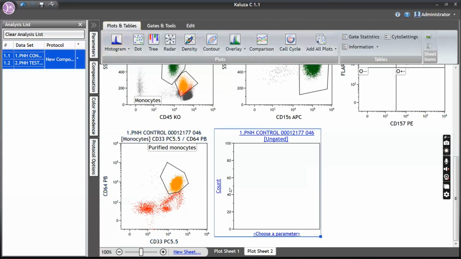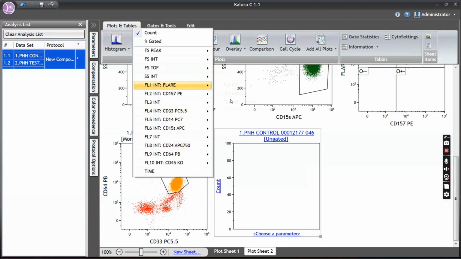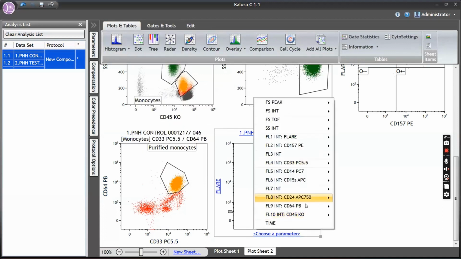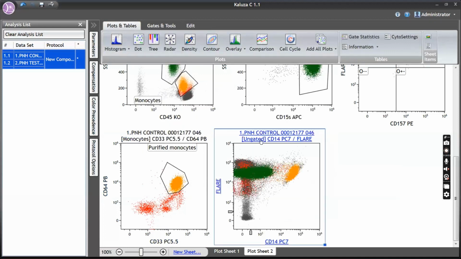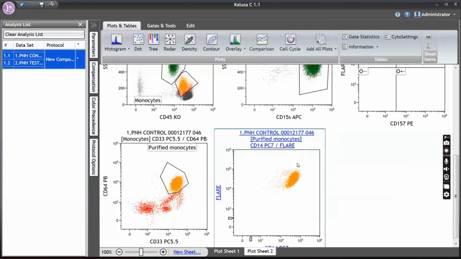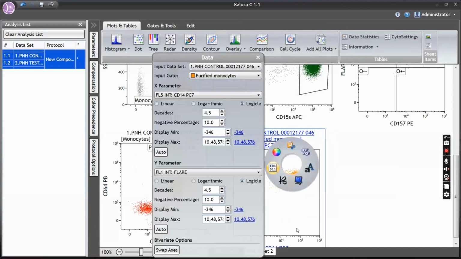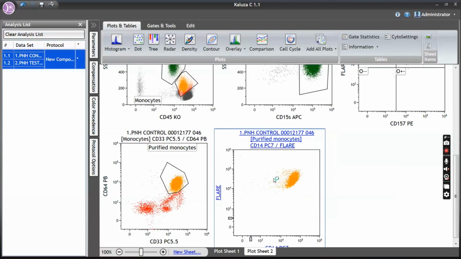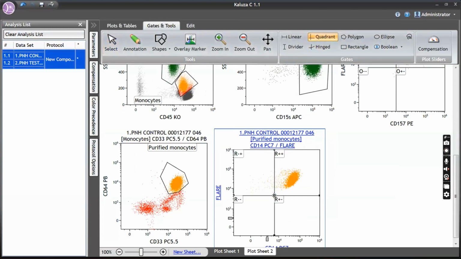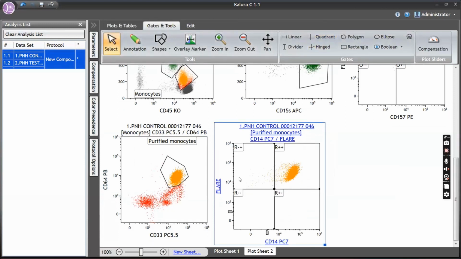Now I need to check the expression of GPI markers on purified monocytes, so I'll draw a plot. I'll drop 2 GPI-linked markers, FLAER and CD14, and then put the purified monocytes. The entire population is positive for FLAER and 14. There are some events which are FLAER positive, but 14 is slightly dimmer. You can see that population is slightly sneaking into the gate at the border, so that is some non-specific events.